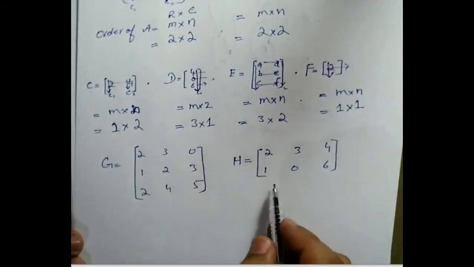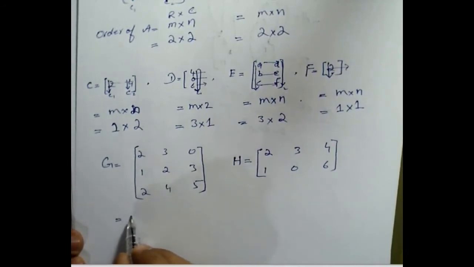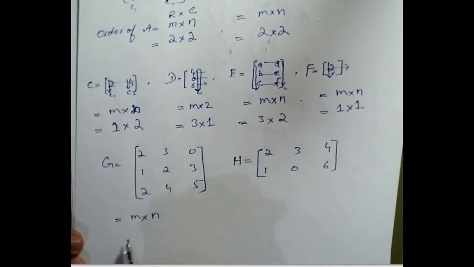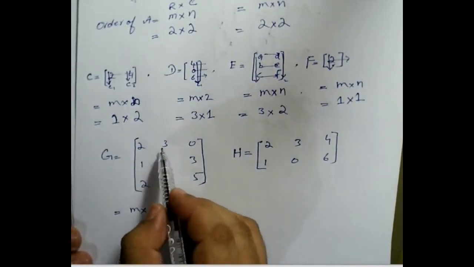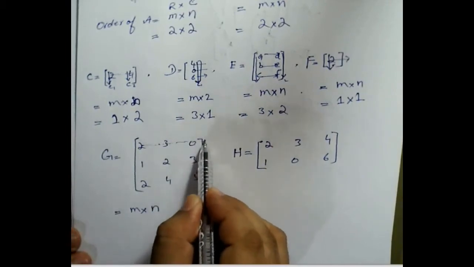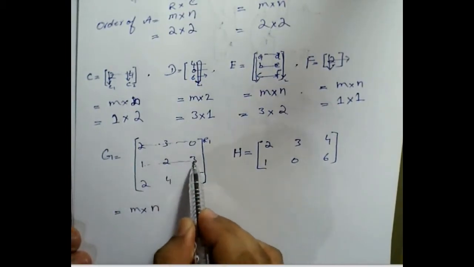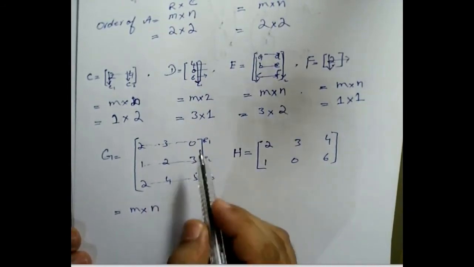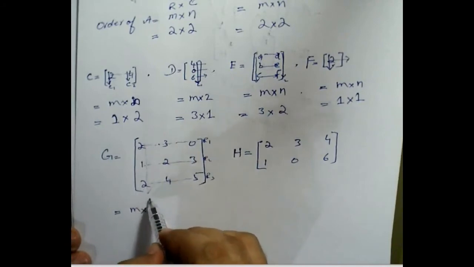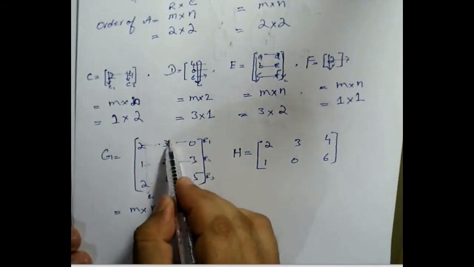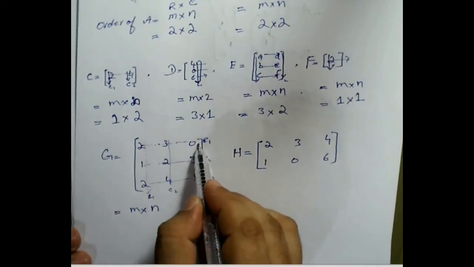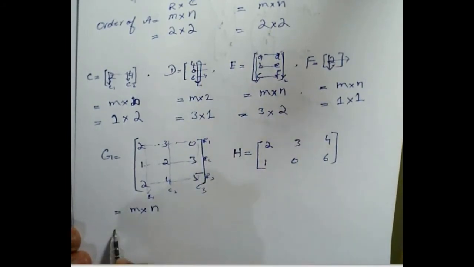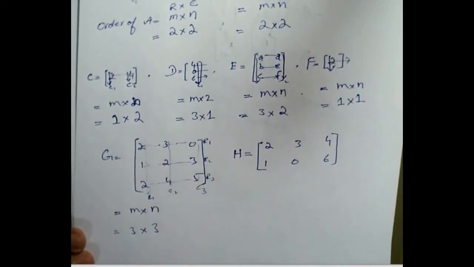Part G and H. Here, same thing, order of G will be M cross N. Row number 1, row number 2, row number 3, column 1, column 2 and column 3. So these are 3 rows and 3 columns.